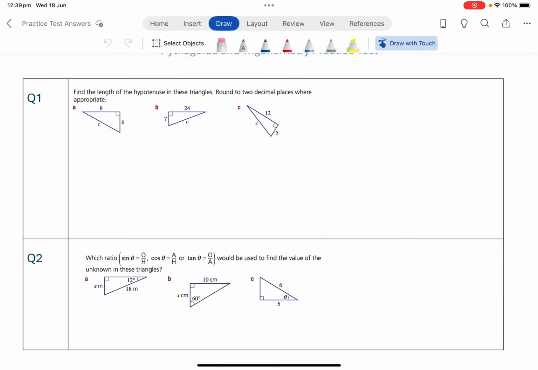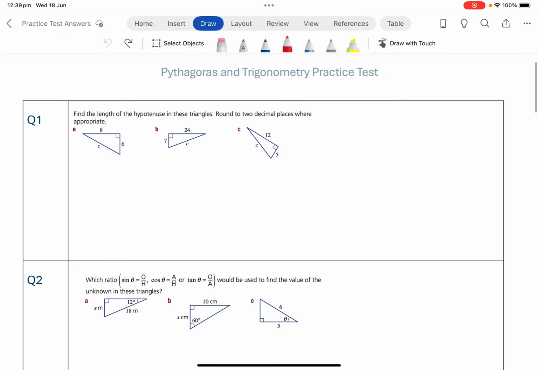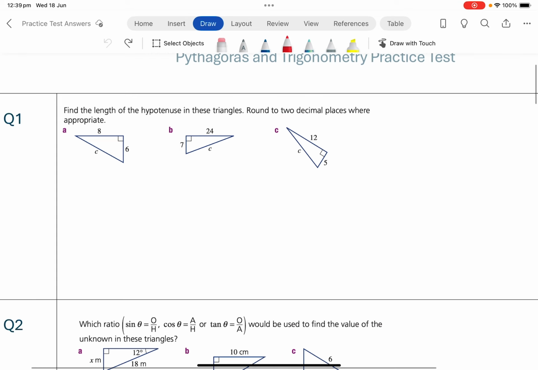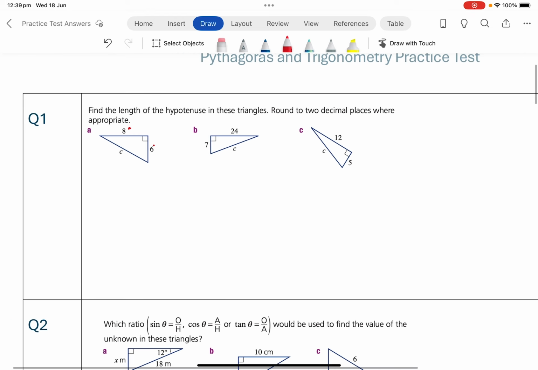Cool. All right, guys, let's have a look at this practice test. For question 1, we are asked to find the length of the hypotenuse in these triangles and round to 2 decimal places where appropriate. The fact that we have information on 2 sides and no angles is the prompt for me that we're using Pythagoras and not trigonometry, okay?